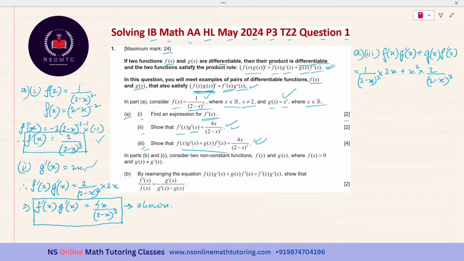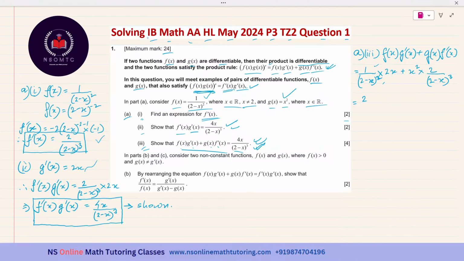Okay, so now we have to simplify this. This one is 2 minus x whole square, this one is 2 minus x whole cubed, and we are seeing that there is a single term in the denominator, 2 minus x whole cube. So let me multiply both the numerator and the denominator of this first term with 2 minus x, so that I get 2 minus x whole cube in the denominator of the first term.